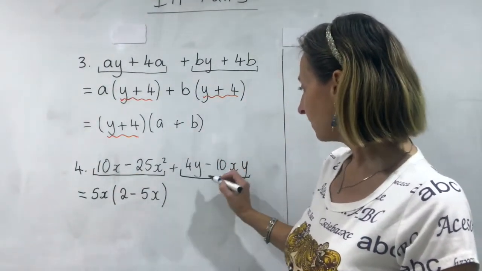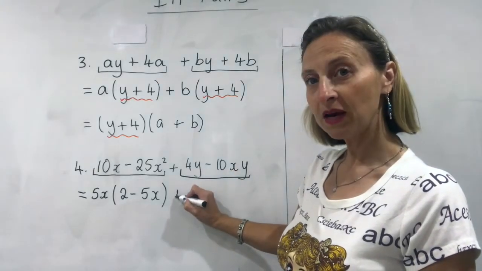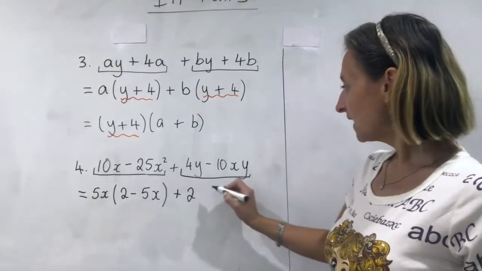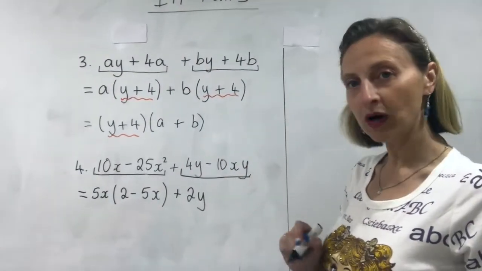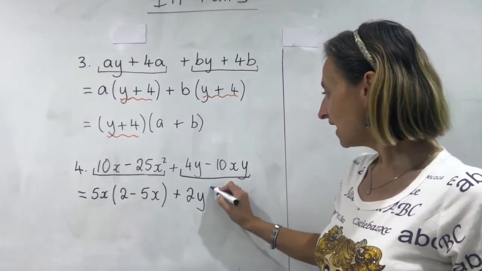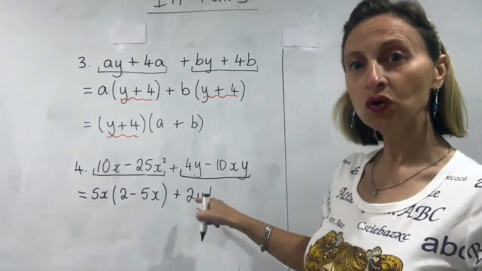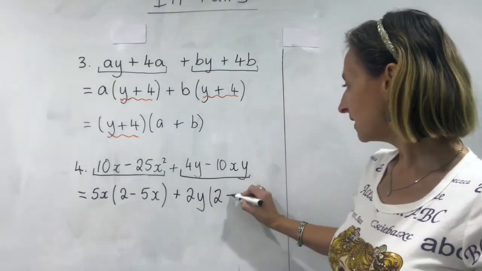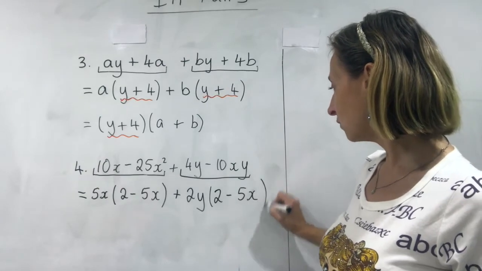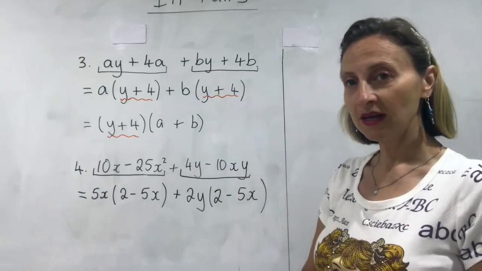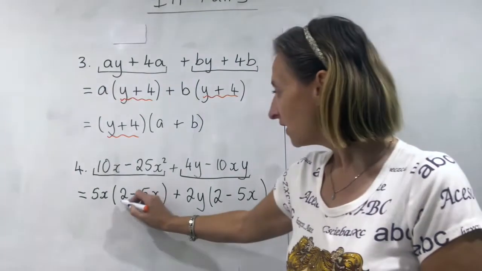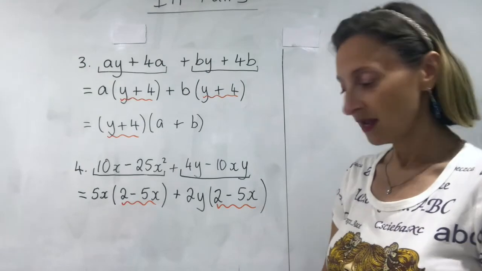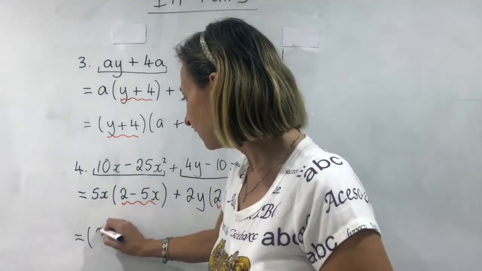What's in common over here? I definitely have a plus 2 in common, because 2 goes into 4 and 2 goes into 10. And there's a y in both, so there's a y in common as well. And I need to write down what's left. 2y times 2 gives me 4y, and 2y times minus 5x will give me 10xy. And it comes as no great surprise that I now have the bit in brackets is in common. And that's what's going to be taken out.